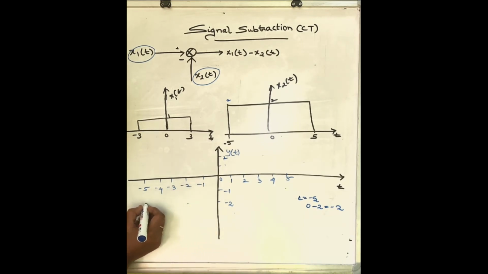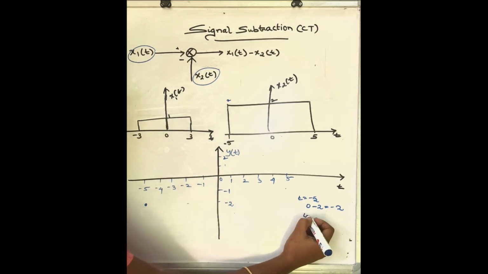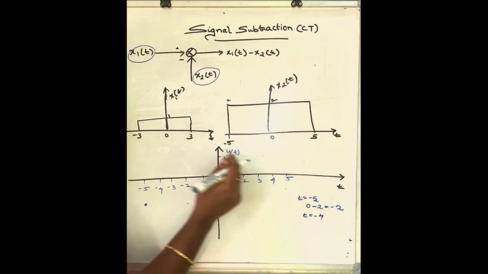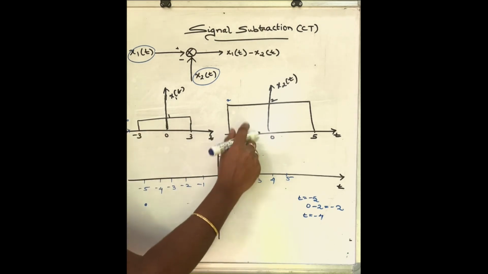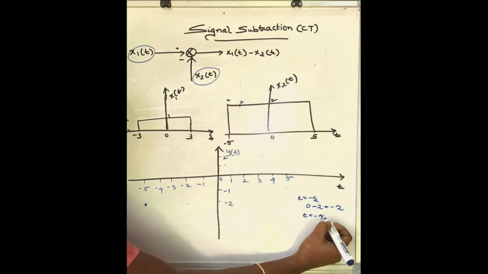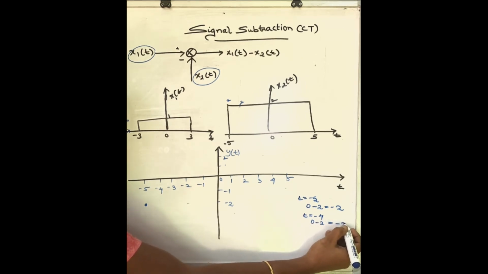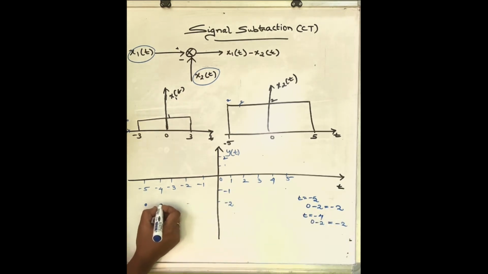At minus 5, this is the first amplitude. The second is at t is equal to minus 4. See the amplitude at minus 4, it is again 0, whereas here it is 2. So 0 minus 2 will give you minus 2. So the amplitude is minus 2.